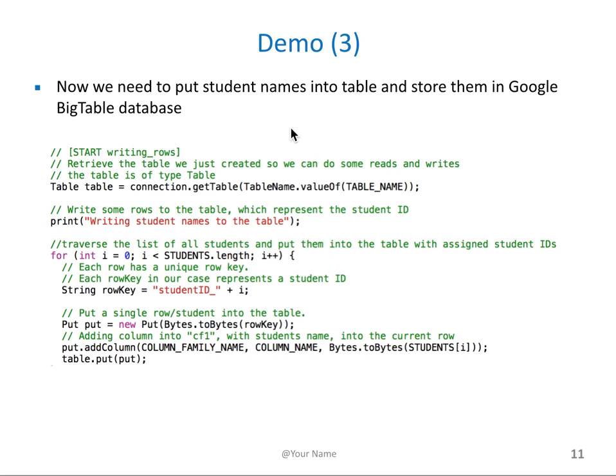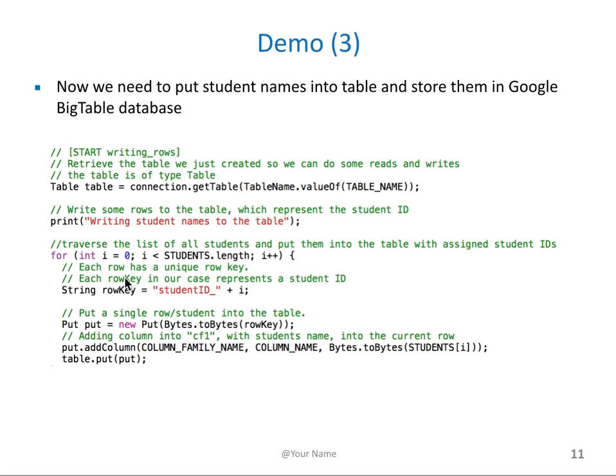Okay, once we have created our table, we naturally need to put some data into it. The way to do it is we first need to retrieve the table from our connection, and then we need to put the data. But before we do that, we print on the command line the names we are writing to the table so we can know that we have achieved this step.